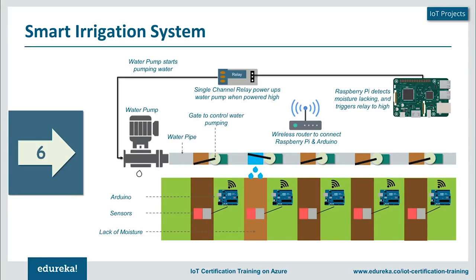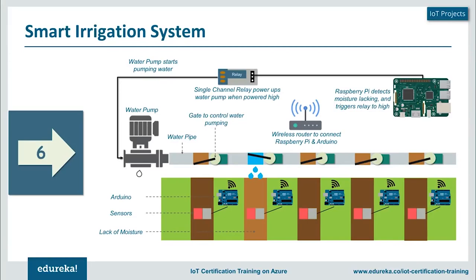To help you understand how it works, usually there are two main Internet of Things devices that are used here, which is the Arduino board and the Raspberry Pi. Your Raspberry Pi becomes the main processing unit, and I place an Arduino board for each of my water channels. These Arduino boards are connected to multiple sensors which are part of this water channel. These sensors check the moisture present in these lanes. So let's say a specific lane does not meet the minimum required moisture, then it would send a signal to the Raspberry Pi.